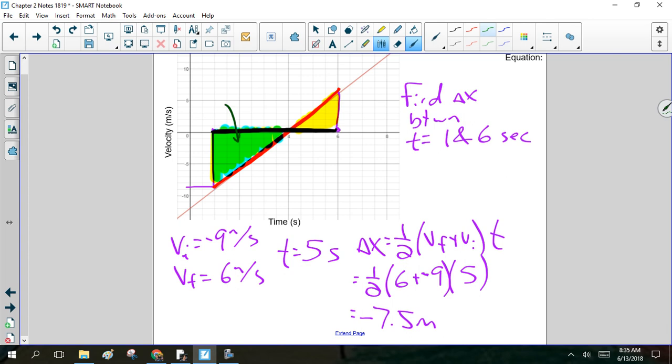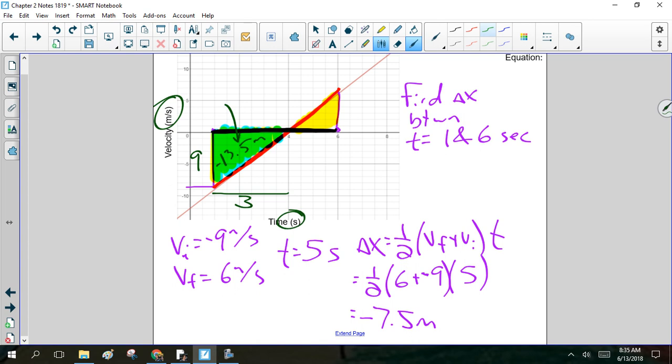It's a triangle. This side is 9. We're going from 1 to 4, so this side is 3. So 9 times 3 would be 27, but we want half of that, because it's half base times height. So what's that give you? -13.5 meters. And notice the units do work out when you do area, because it's meters per second times seconds, base times height.